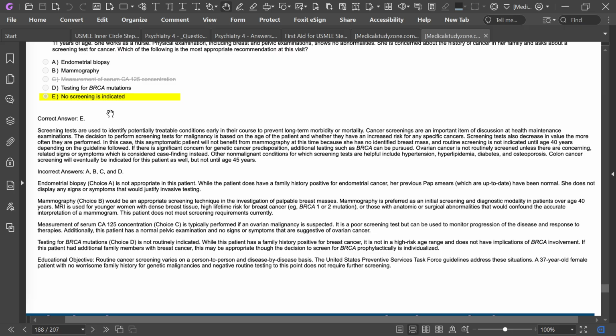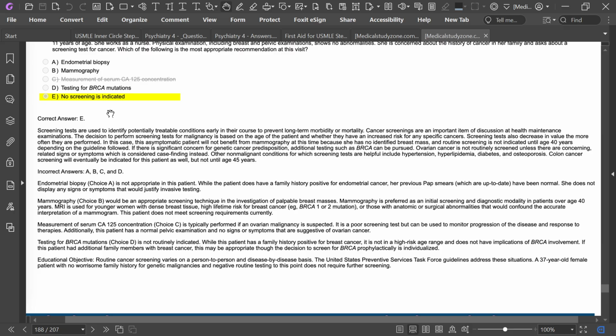Testing for BRCA mutation is not routinely indicated. While this patient has a family history of positive breast cancer, she is not in the high-risk age range and does not have implication of BRCA involvement. If this patient has additional family members with breast cancer, then this may change the decision to screen for BRCA prophylactically. Here only one family member is involved. That's why we are not doing the BRCA.